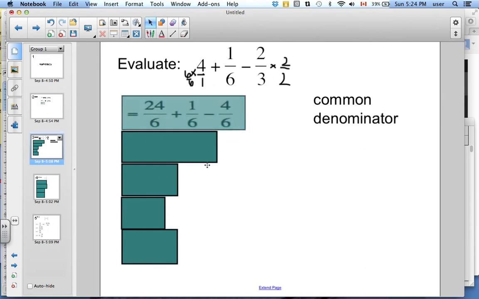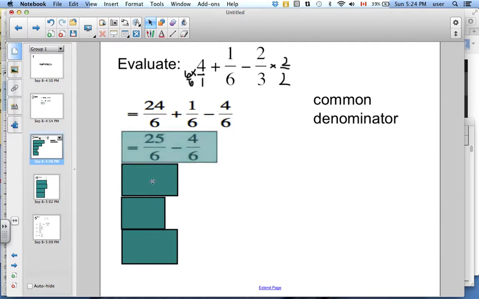You could do this all in one step if you wanted. You could break it into 2 steps. I did the addition in one step and then did the subtraction. So I got 25 over 6 minus 4 over 6 as my next step. When you move through here and do your subtraction, you're going to get 21 over 6.